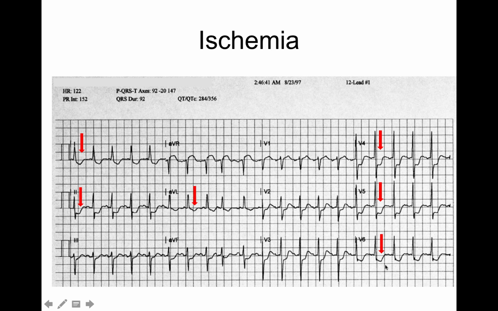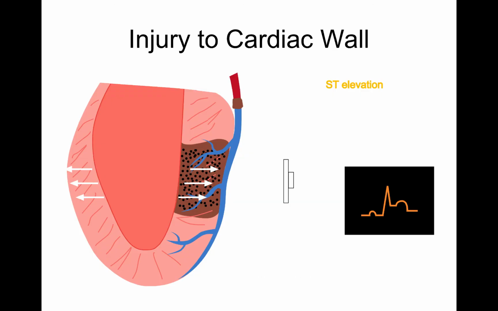I'm going to confirm this by my other secondary backup lateral leads, which are leads AVL right here and 1. So we have ST depression right here, ST depression, ischemia. Then I have ST depression here, V5, V6, ischemia. So we have ischemia present in the lateral portion of the heart.